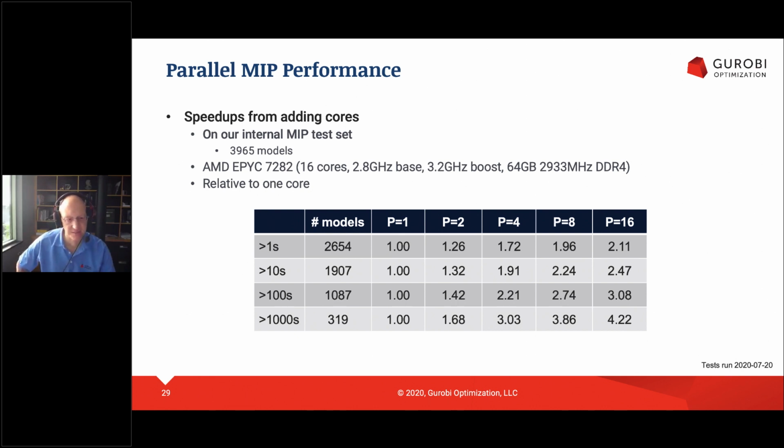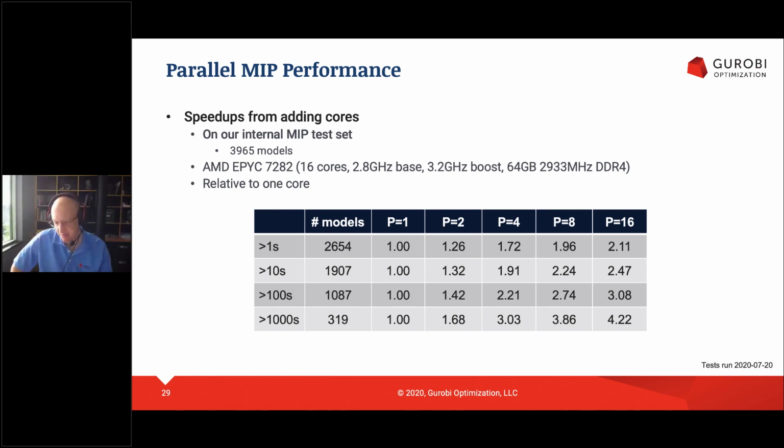So here are parallel speedups as we add cores. This is our internal MIP test set, so around 4,000 models, again on a 16-core AMD machine, and these are speedups relative to one core. So one core is 1.0, and again we have numbers for models that take at least 1 second, at least 10, at least 100, and at least 1,000. So models that take at least 1,000, these are the harder models, and greater than 1, this is the majority of the models in the set.